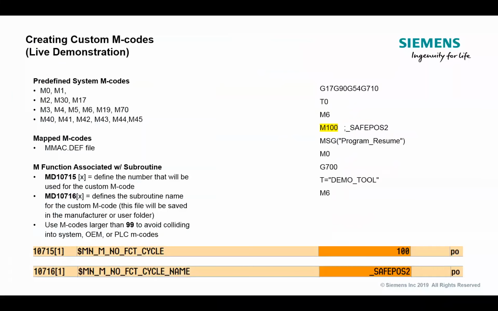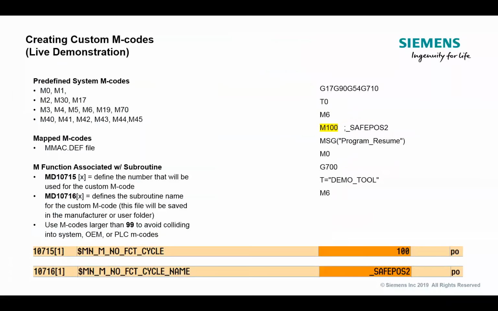But you also want to be careful using any M codes under M100, so 99 or less, because even if it's not one of the predefined M codes, there are PLC components associated with those M code numbers, and the OEM or the integrator may be using them and you may not be aware of it. Then you could cause some havoc if you collided them. So for safety's sake, I would say build any of your M codes with a value of M100 or higher.